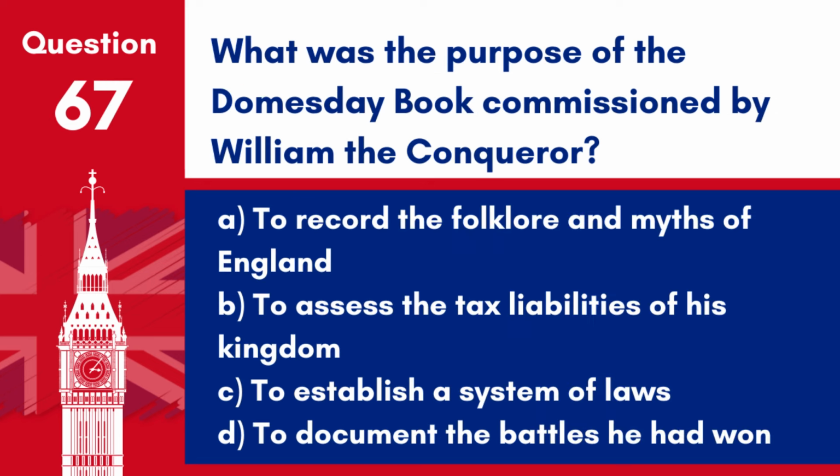Question 67. What was the purpose of the Domesday Book, commissioned by William the Conqueror? A. To record the folklore and myths of England. B. To assess the tax liabilities of his kingdom. C. To establish a system of laws. D. To document the battles he had won. Answer. B. To assess the tax liabilities of his kingdom. The Domesday Book, commissioned by William the Conqueror in 1086, was a survey designed to help the king assess and administer his taxes and lands effectively.